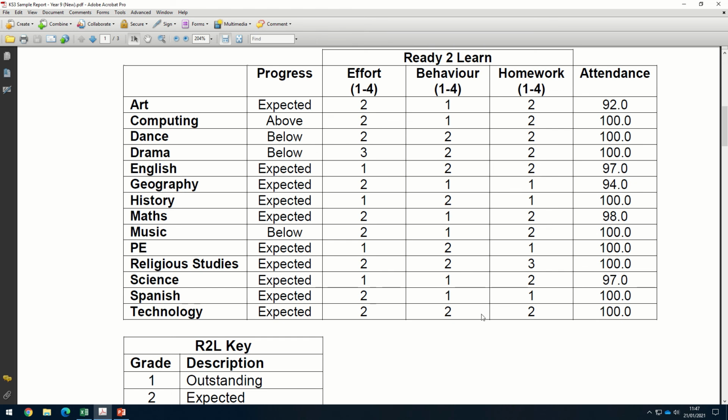So Ready to Learn really is the most important section. That gives you a really good understanding of how the student is performing in each of the individual subjects. We then have attendance, and we have attendance for each individual subject. So if they've had specific days off, they might have different attendance because they may have missed, in this case, more geography lessons, also more art lessons I can see, than any other subject.